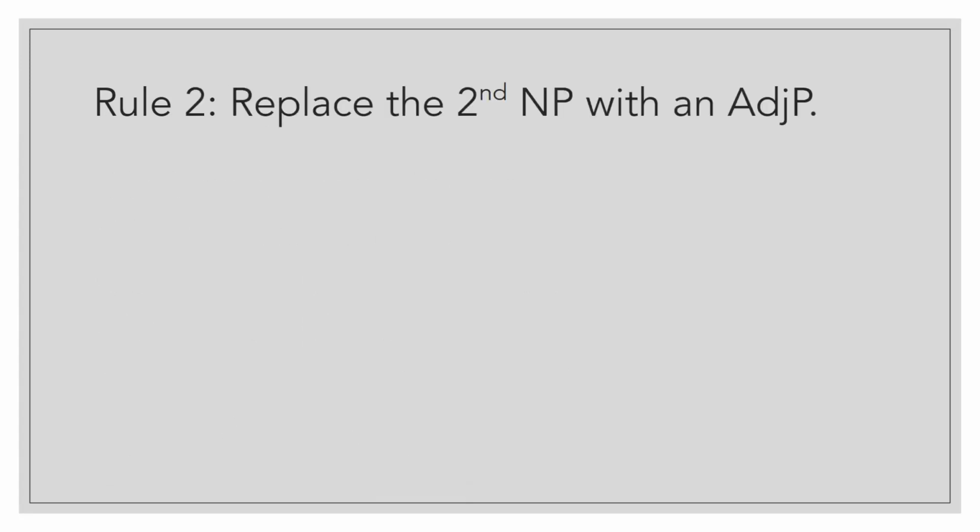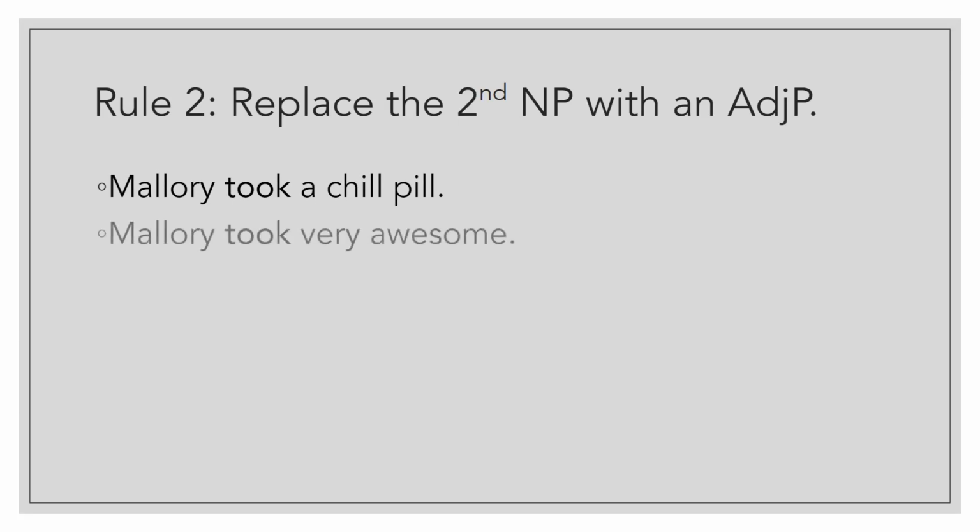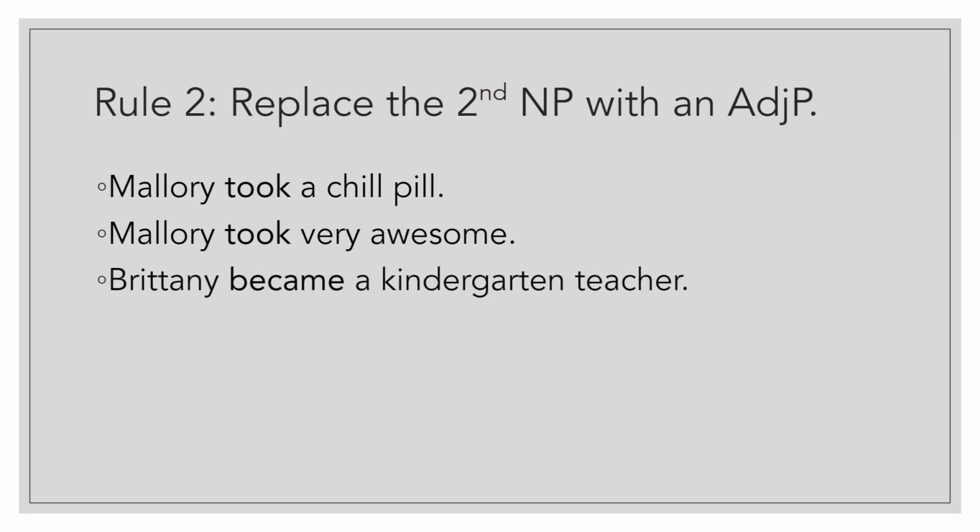The second rule is that we replace, not really a rule, it's kind of like a test, right? We're testing this out. Go ahead and replace that second noun phrase that's following the verb with an adjective phrase. So again, we had Mallory took a chill pill. Let's replace that noun phrase, a chill pill, with an adjective phrase, like very awesome. Or the second sentence, we take that noun phrase that comes after the verb, replace it with an adjective phrase, very awesome.